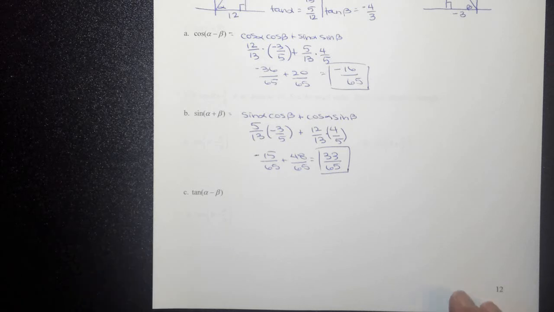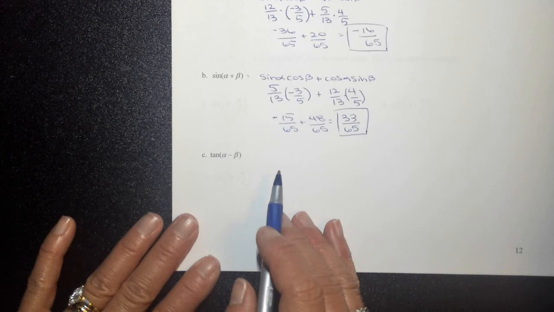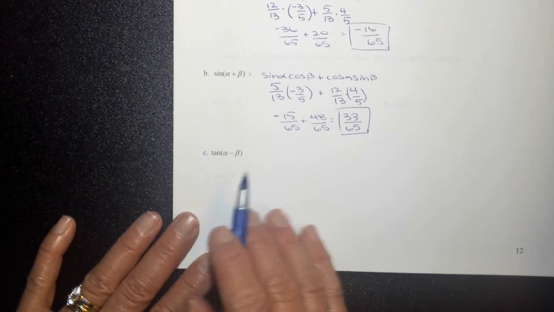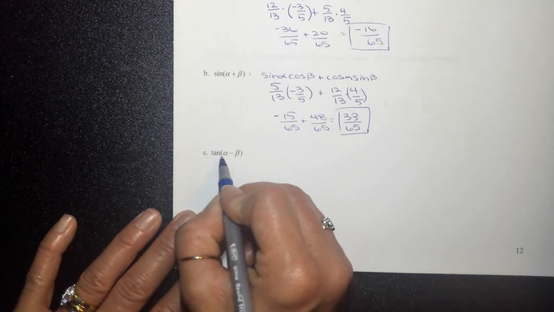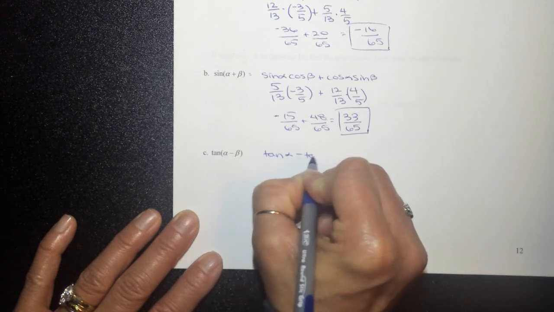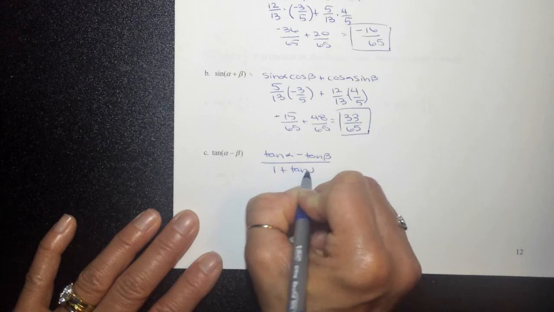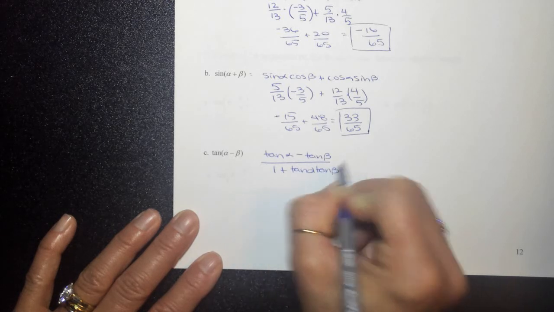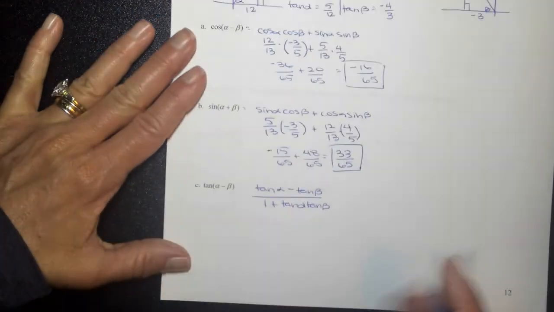Okay, in this last one, you have to use the tangent formula, which, remember, is a fraction. So this can get a little bit complicated, but I'm hoping that it won't. So the difference formula for tangent is the tangent of alpha minus the tangent of beta over 1 plus the product. So I need to go up to the top because all I'm using is tangents, and they're right here. Okay, and I'm going to plug them in.